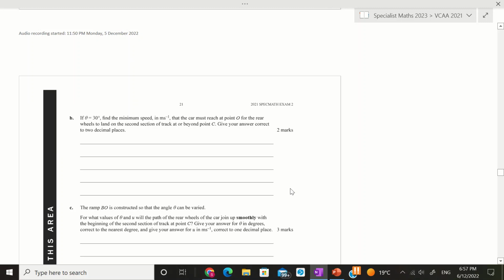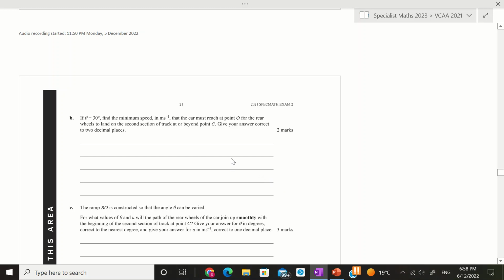Theta is equal to 30 degrees. Find the minimum speed in meters per second that the car must reach at point O for the rear wheels to land on the second section of track. So for it to land at that point or anywhere beyond that point. So okay, let's see how we can do this one.